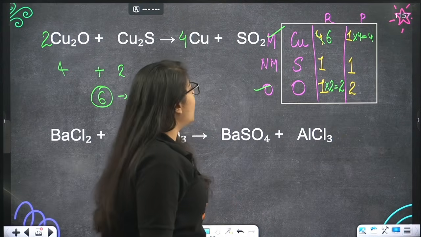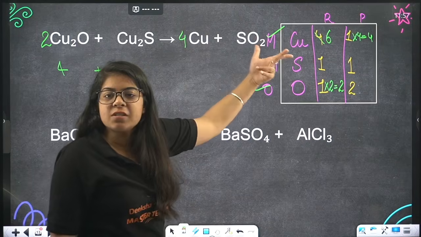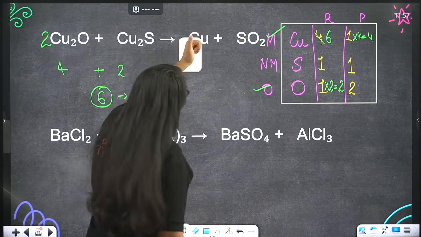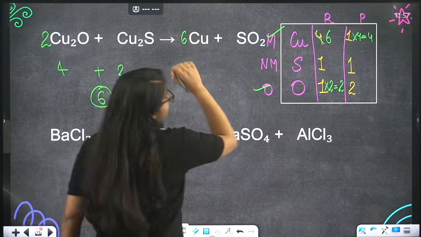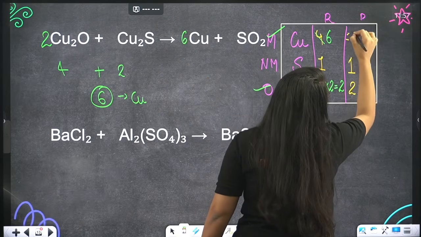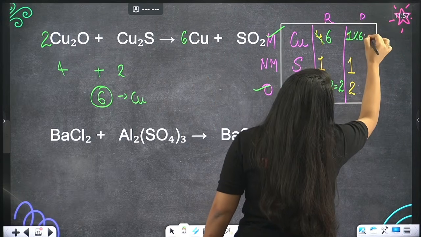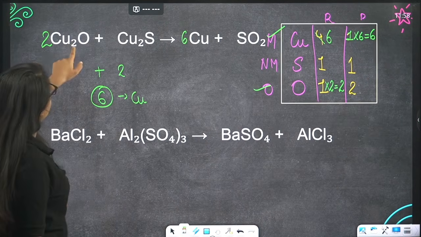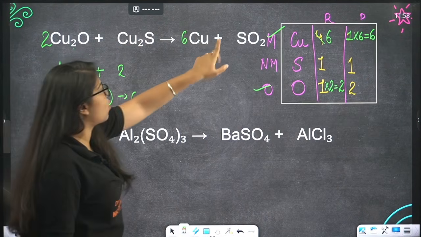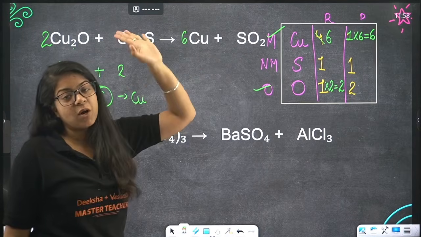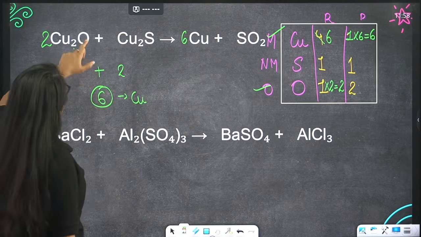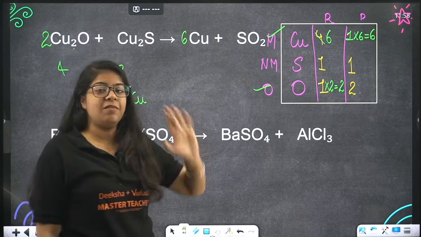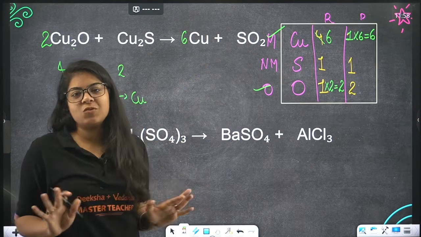So what will I do? I can just change this number. I don't have to multiply it with something else. Just erase this 4 and write down 6. 1 into 6 equals 6. Now see, 4 copper plus 2 copper, 6 copper, 6 copper. Reactant and product equal. Now we have 2 oxygen and we have 2 oxygen. We have 1 sulfur, we have 1 sulfur. And finally the equation is balanced.